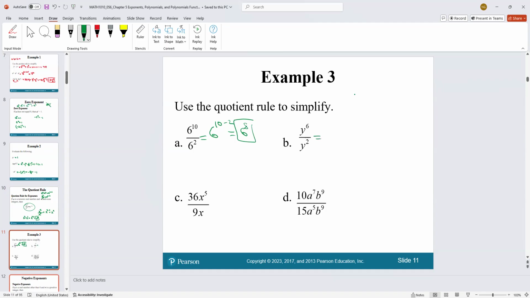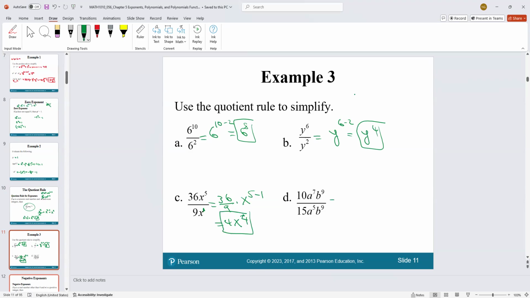If we see here, the base is the same, y power 6 minus 2, so we're going to have y power 4. Now, remember, we can simplify real numbers with real numbers, variables with variables. First of all, I can do 36 over 9 times x power 5 minus 1. Remember, there is a 1 here we don't see. So we end up with 36 divided by 9 is 4x power 4, because remember, we need to subtract.